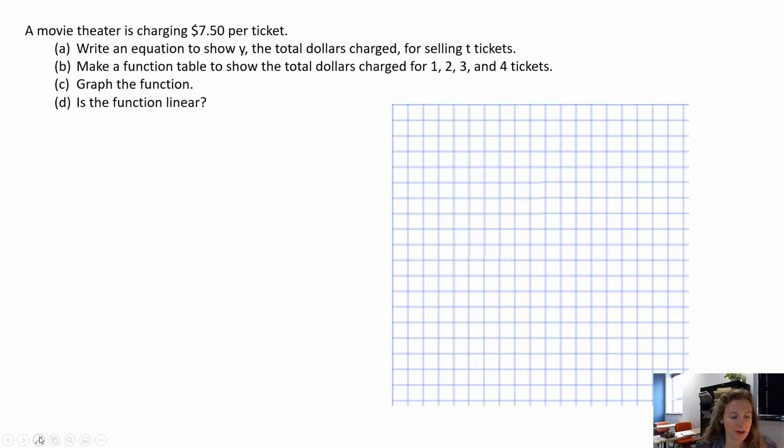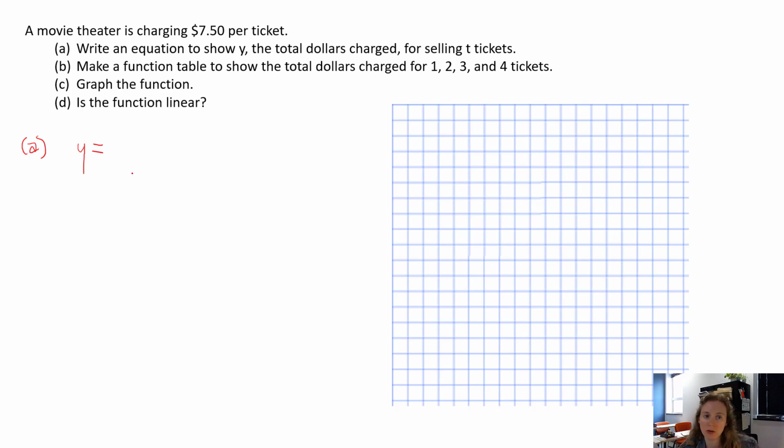All right, so part A, let's write this equation here. So it says write an equation to show y, the total dollars charged for selling T tickets. So we're trying to say y, or the total dollars charged, is equal to something. So how do we calculate y based on the number of tickets sold? Take a minute to think about that.